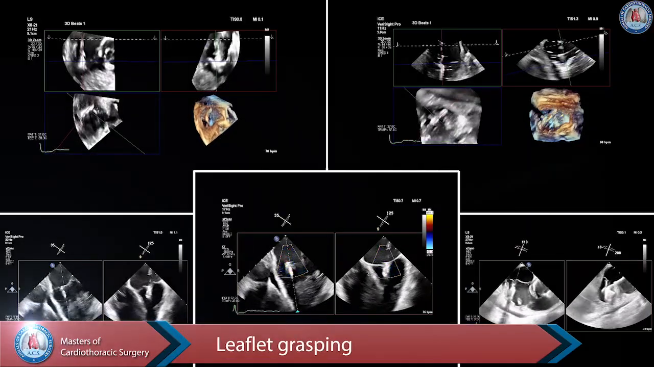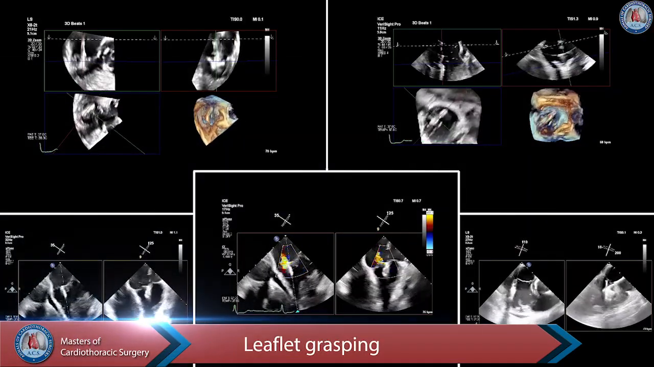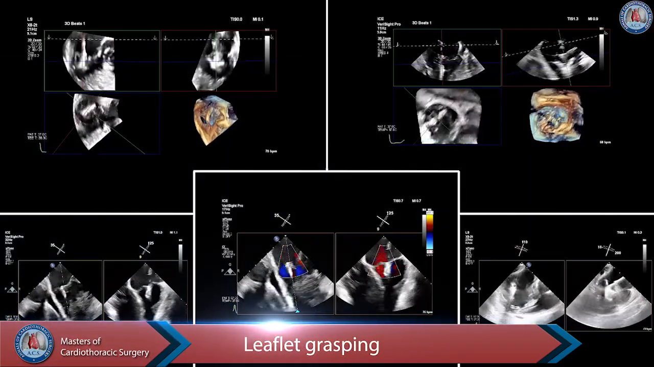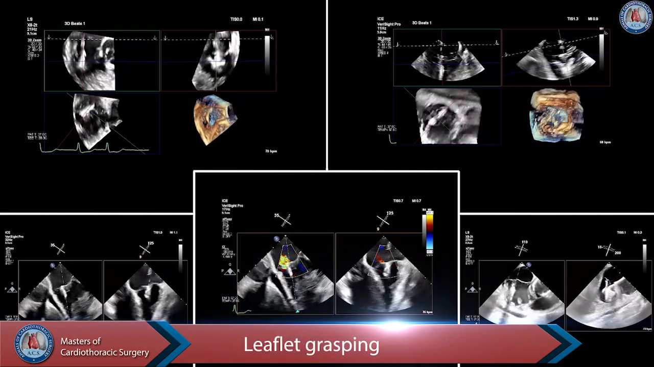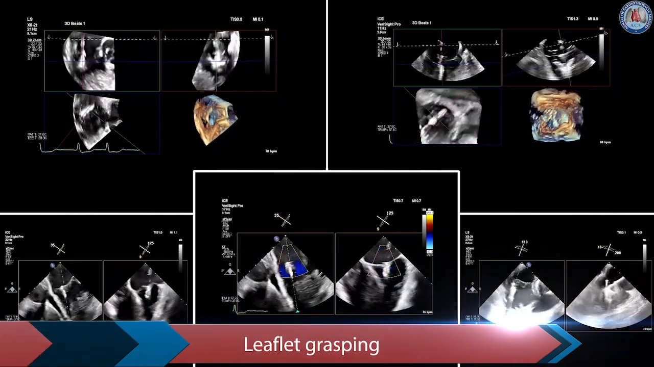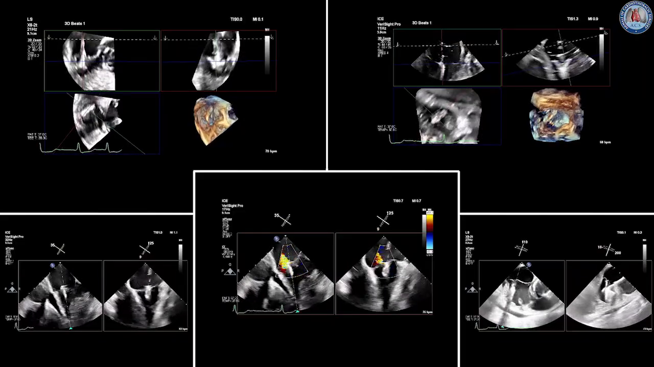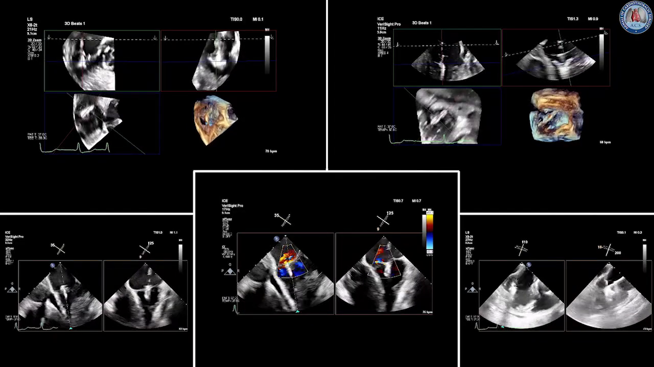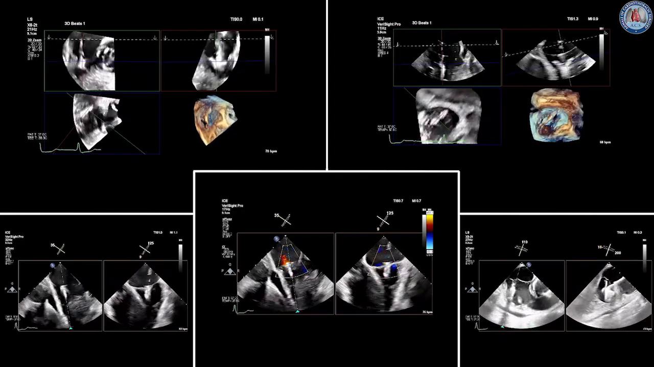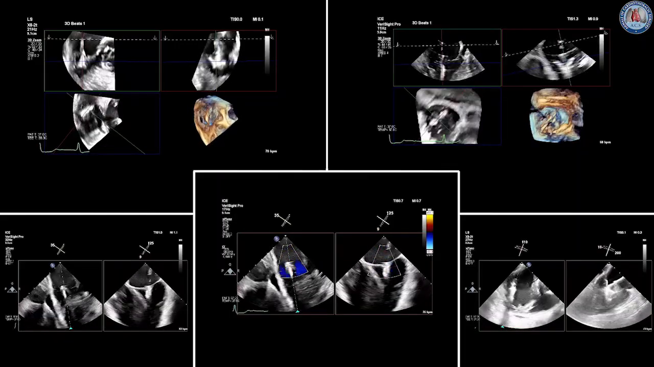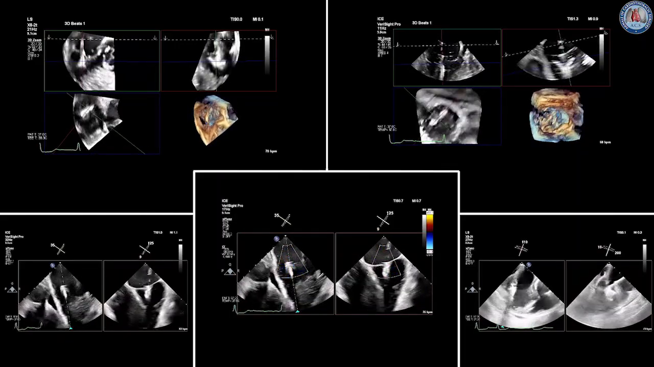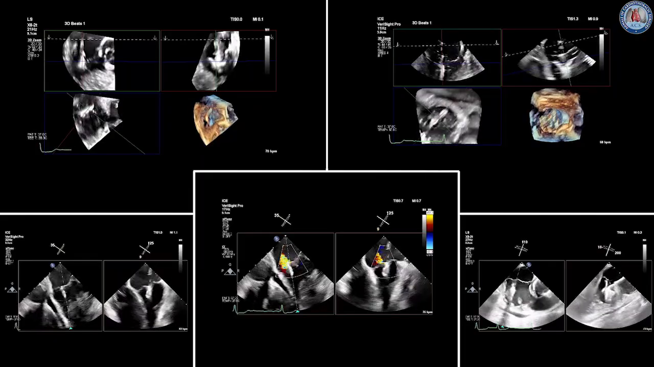The device was advanced across the valve plane, and an initial grasp was attempted. However, leaflet visualization was limited on TEE. Imaging guidance was therefore transitioned to ICE with NPR, as shown in the two images at the top of the screen. Using ICE NPR, the clip was directed toward the septal and lateral leaflets, and a grasp was performed.